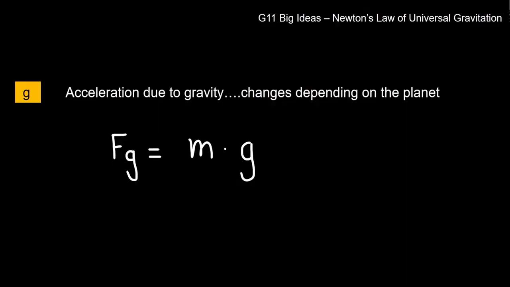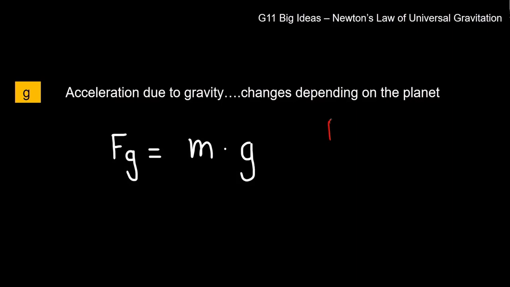If you're on the moon, it's going to be a lot less. On Mars, it's going to be a different value. So acceleration due to the gravitational force of a planet is going to be specific for the planet that you happen to be on. Okay, so we know this from Newton's second law.